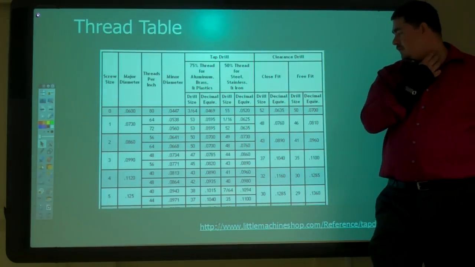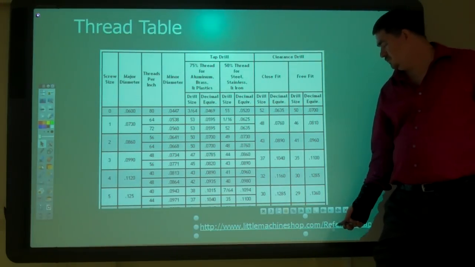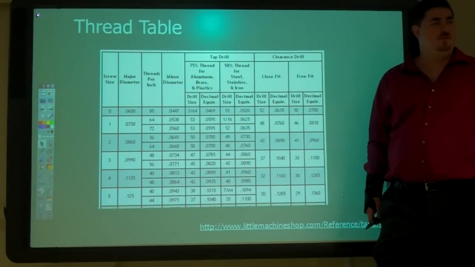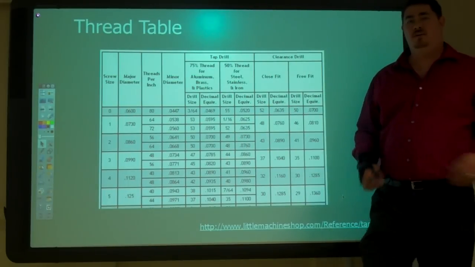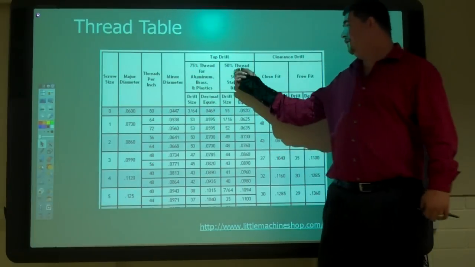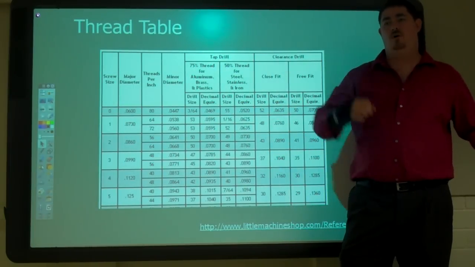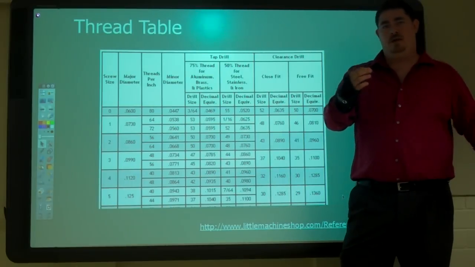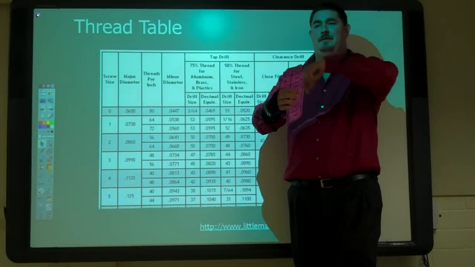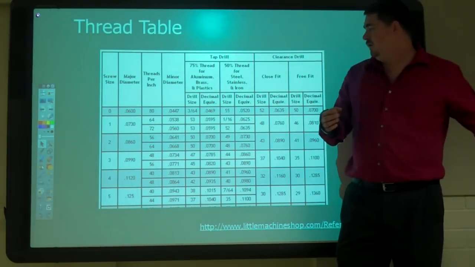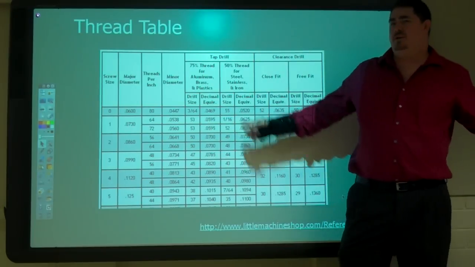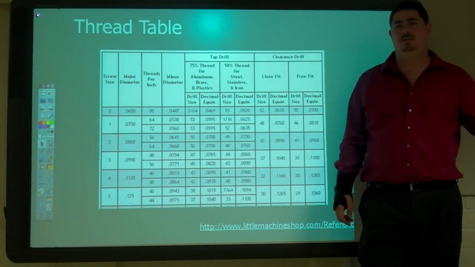Why do we do that? It's easier to cut. Because now that our hole that we're starting with is bigger, we only have to cut out half the material with our tap, right? Why is it okay to use only 50% of the thread with steel?